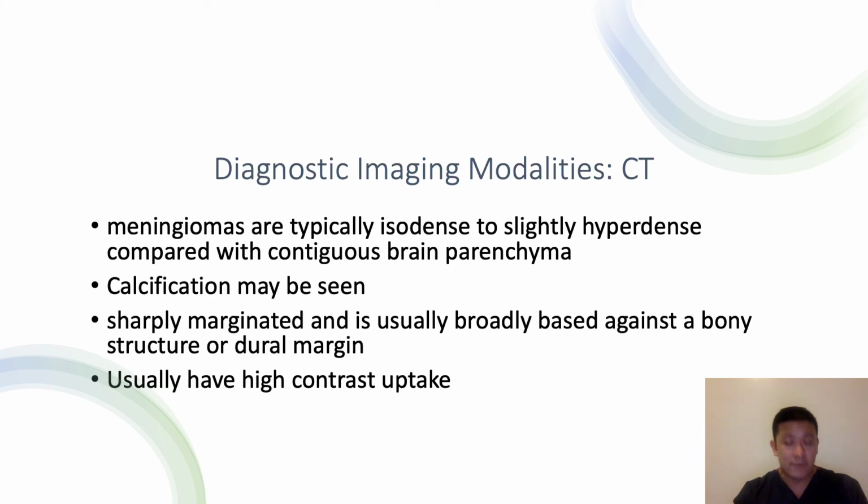So imaging modalities for meningioma. You have your CT scan. Meningiomas are typically isodense to slightly hyperdense compared to the brain parenchyma. Calcifications may be seen, and these are sharply marginated and usually broadly based against a bony structure or have a dural margin, and usually have high contrast uptake.